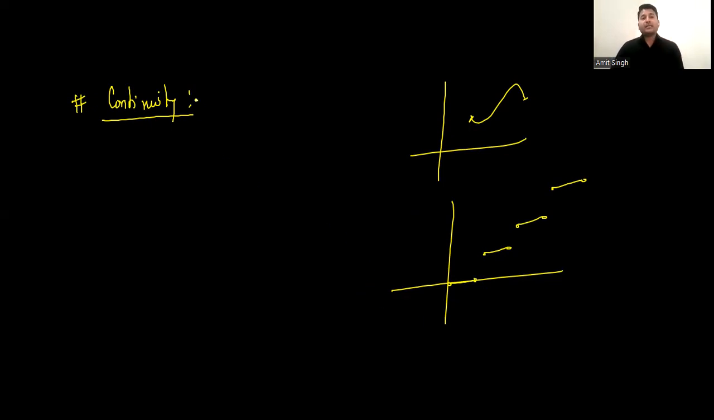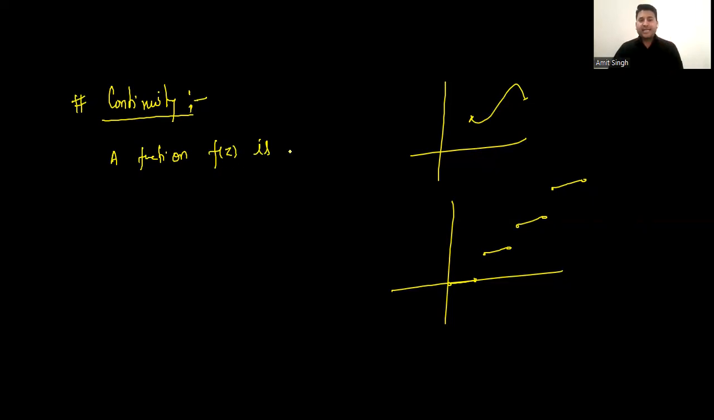But how to check that a function is continuous or not? Because it's not easy every time to draw the graph. So it is the same as a function of a real variable: if the limit of a function exists and it is equal to the value of the function at the point, then the function is said to be continuous. That is, we will say a function f(z) is said to be continuous. Why taking f(z)? Because we are talking about complex functions.